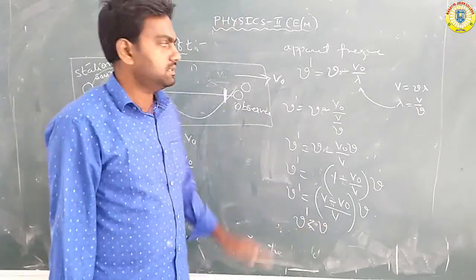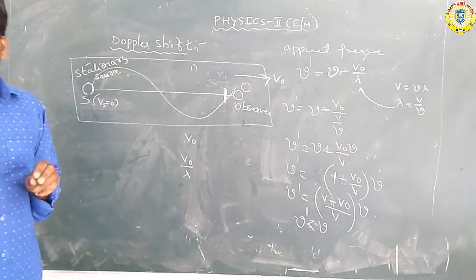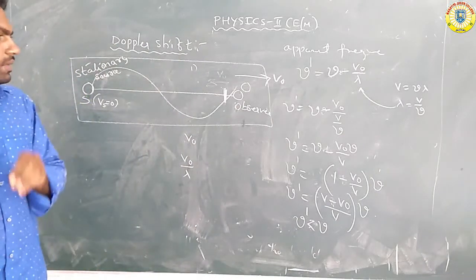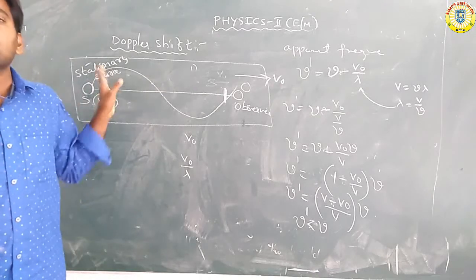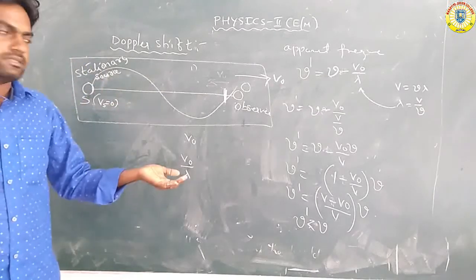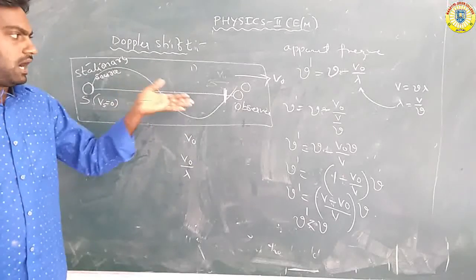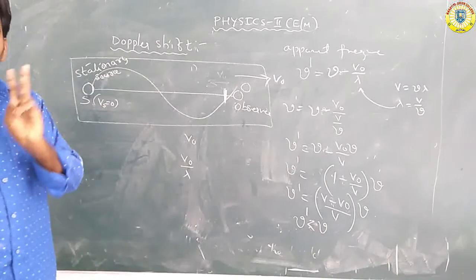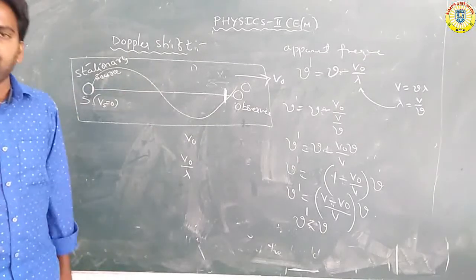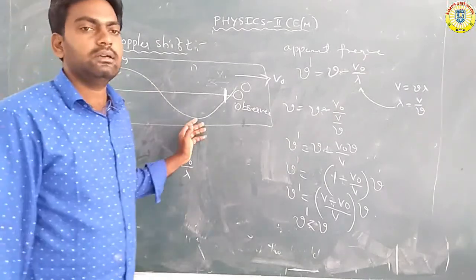So this is called the Doppler shift, and we studied two cases: the observer moving towards the stationary source, or away from it. So we studied two cases in the Doppler shift. Very important 8 marks question.